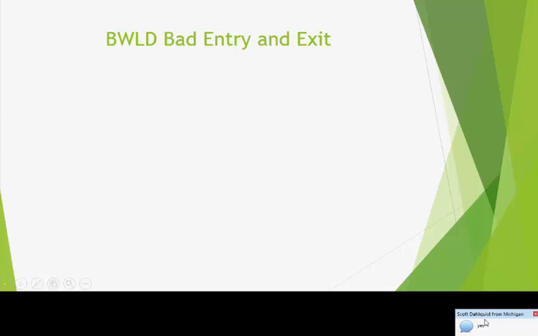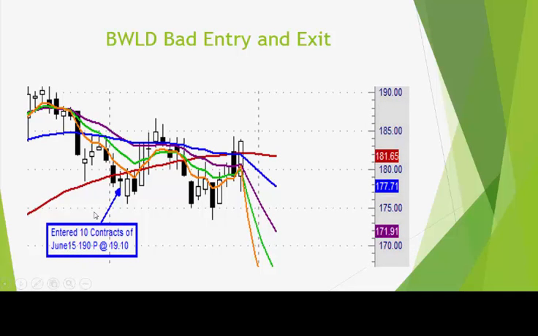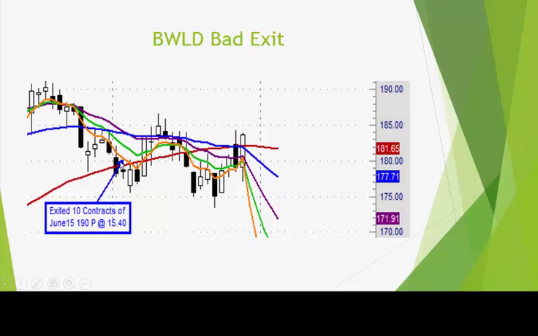Now, let's look at a few more examples. So here was BWLD. I just call it BWild. This is Buffalo Wild Wings. So we entered 10 contracts of the June 15 190 put at 1910. Yes, it was a more high-priced option, but this is paper, so you can do that, and you can get a little bit out of your comfort zone and experiment with a higher priced option. So we entered at the wick. This was for a put trade, but then what happened? We had a bad exit and then got stopped out on a wick above the 100 the next day. And as you can see, it closed below it and then had a sell-off the next day.